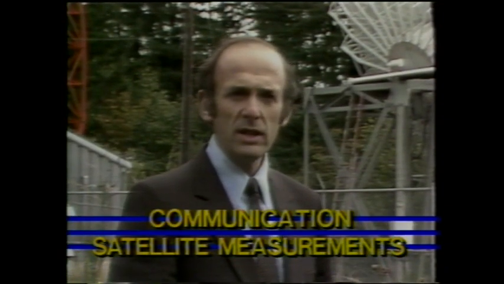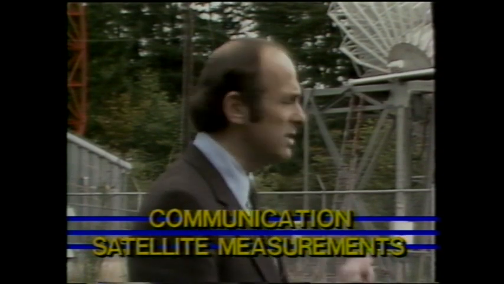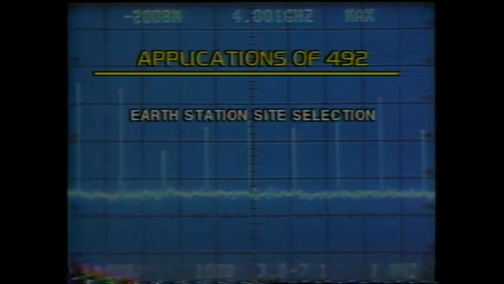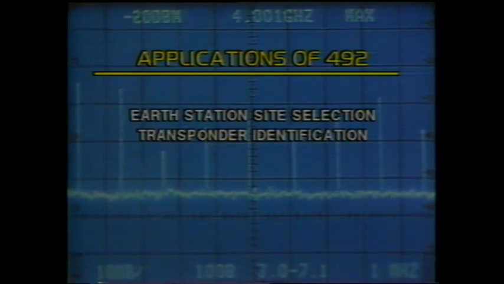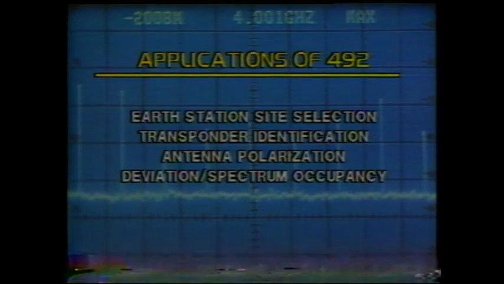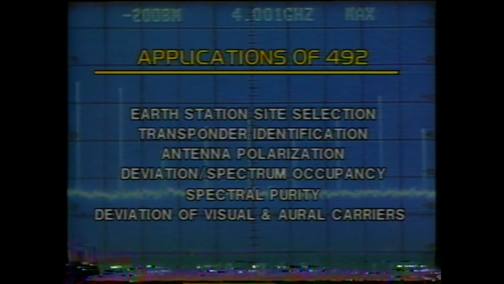I'm Steve Kerman, and today we're going to show you how the 492 spectrum analyzer plays a major role at Earth stations such as this one at KATU in Portland, Oregon. In this application note, we'll cover Earth station site selection, transponder identification and antenna polarization, frequency deviation or spectral occupancy, spectral purity, and frequency deviation and percent modulation of the uplink, all measurements made on the Tektronix 492 spectrum analyzer.